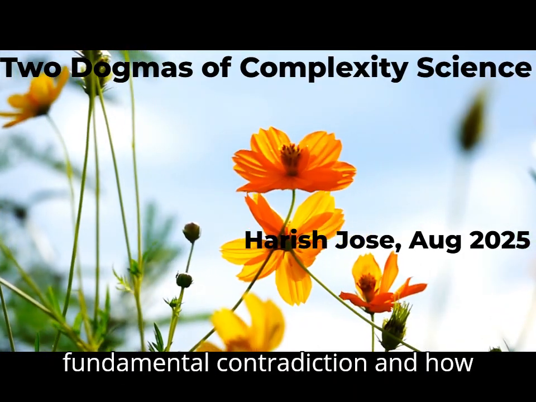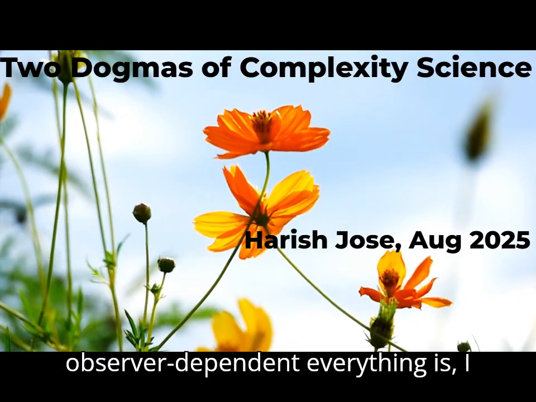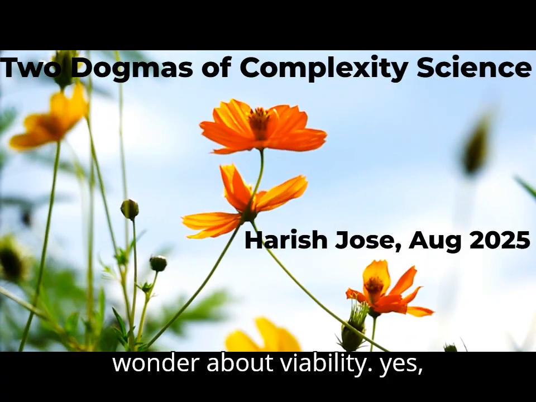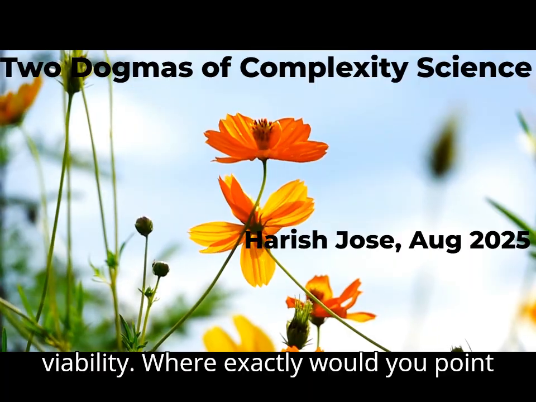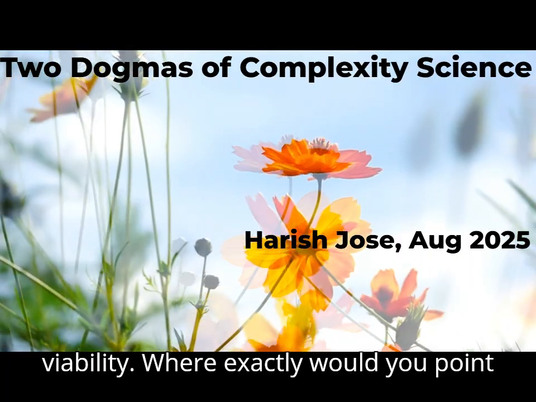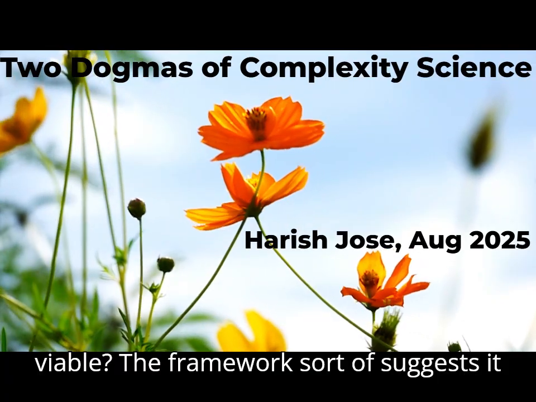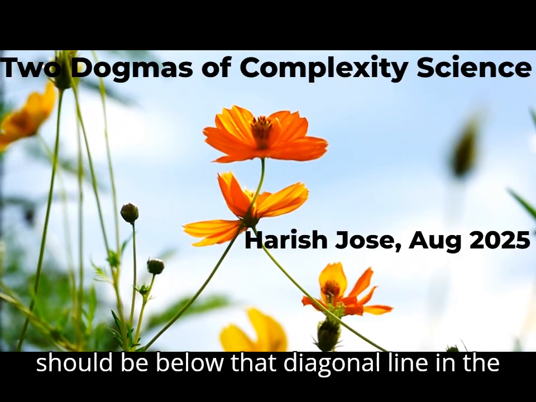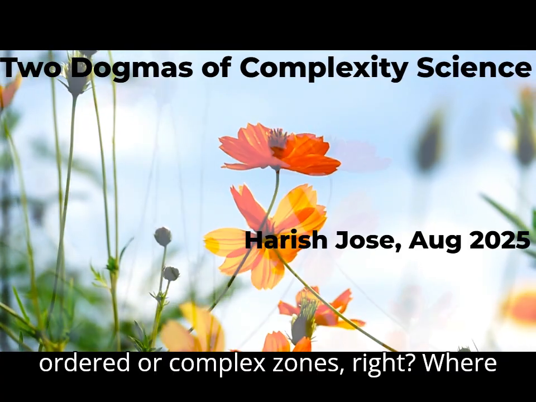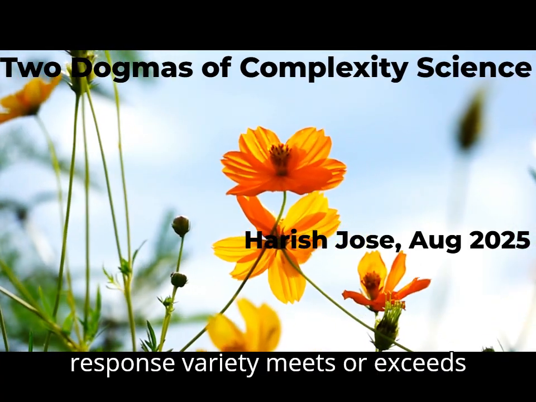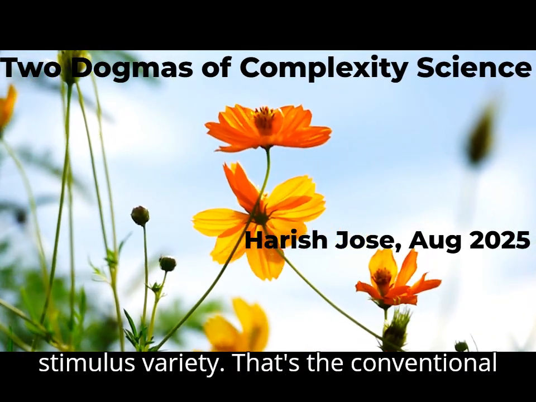After recognizing this fundamental contradiction and how observer-dependent everything is, I wonder about viability. Yes, viability. Where exactly would you point on that map to show that a system is viable? The framework suggests it should be below that diagonal line in the ordered or complex zones, right? Where response variety meets or exceeds stimulus variety. That's the conventional interpretation, yes.